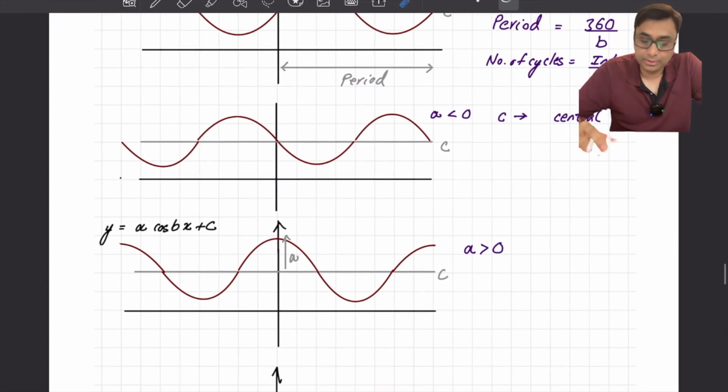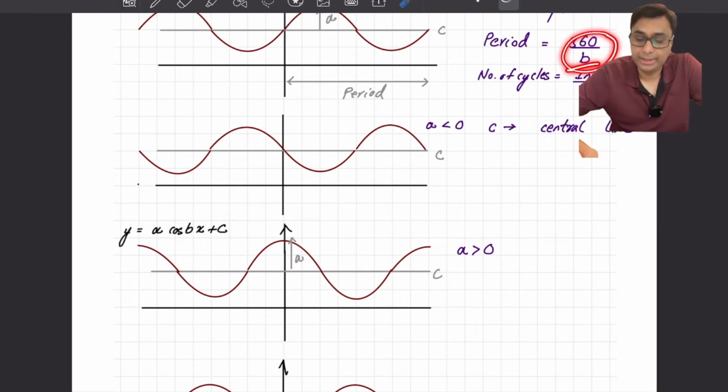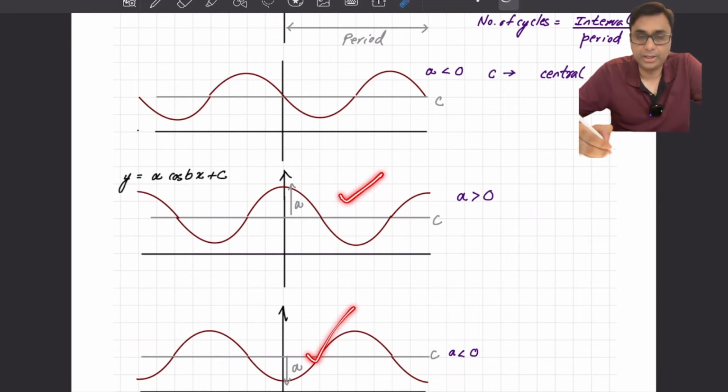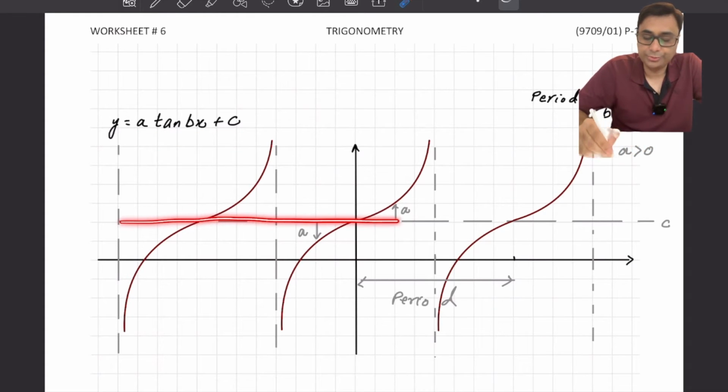Similarly, this is the graph of cos x. Again, c would be its central line, a would be its amplitude, and b will help you determine its period and hence the number of cycles that you have to draw. And if this is cos, the exact reflection of that along the central line is going to be the negative cos graph.